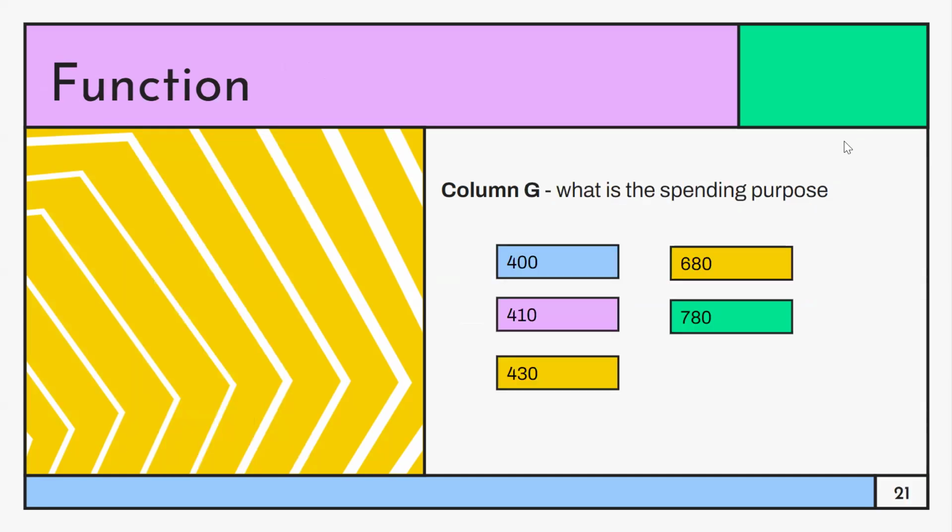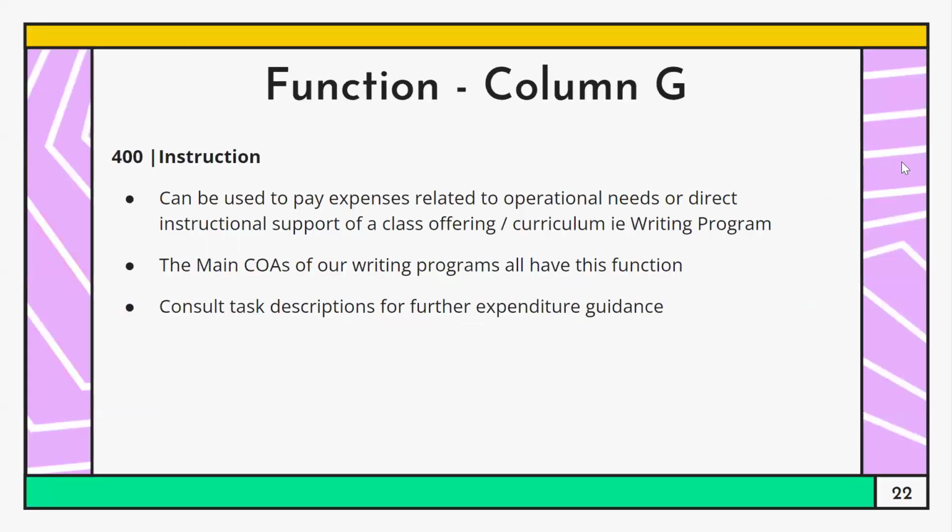Our next column, column G, tells you the function, and this is what is the spending purpose of that COA. We have 5 major functions the colleges use. So the first one is 400. This is the instruction function, and it can be used to pay for expenses related to the operational needs or direct instructional support of a specific class offering or curriculum. So an example of this would be the writing program. The main COAs of all of our writing programs have this function, and for specific purchase guidance, you should consult the task descriptions on your COAs.